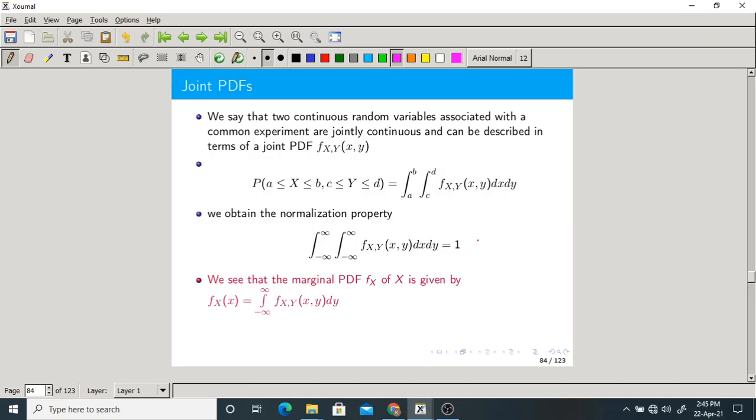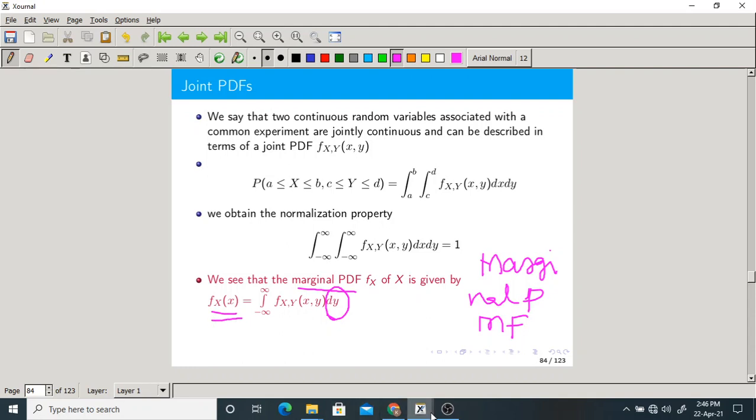In the same fashion, there we had seen marginal PMFs, and here we have marginal PDFs. Now here, I am integrating with respect to y. So y will vanish, and you are left with only x.